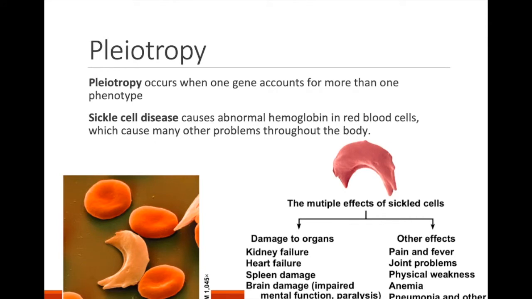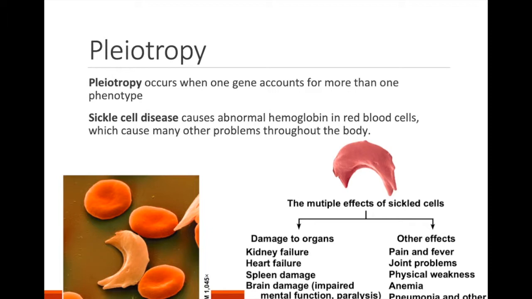Another type of difference from Mendelian genetics is called pleiotropy. This happens when one single allele change or a mutation causes lots of different effects. So we're going to have a mutation in the genotype, and it's going to affect many different phenotypes. One example of this is called sickle cell disease.